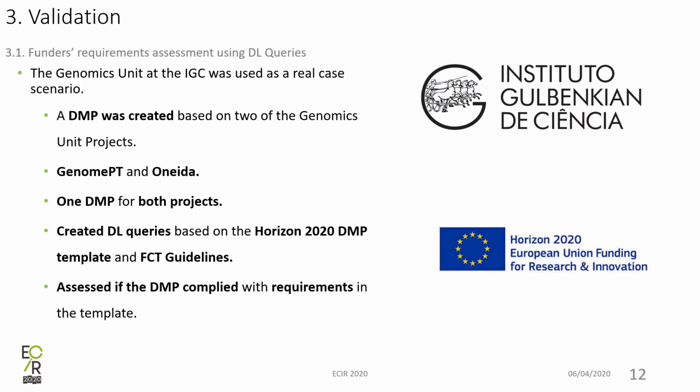We created a single DMP covering both projects, as that would allow us to only query one ontology with our DL queries. We then proceeded to create DL queries for both the Horizon 2020 DMP template and the Portuguese FCT guidelines. Then we moved on to assess a number of requirements. The following two slides show two examples of such requirements.